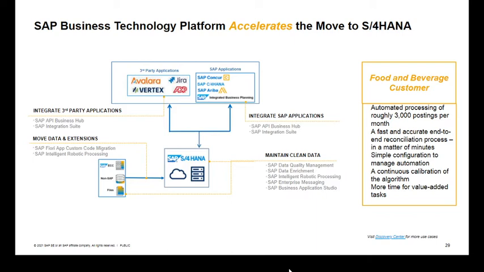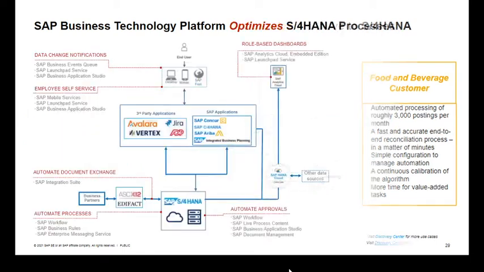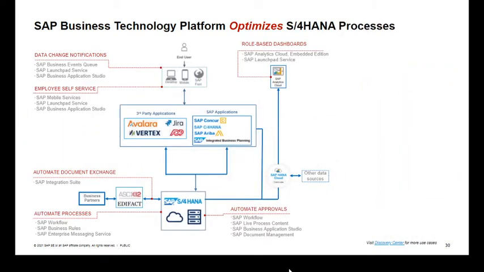There's also the capability to optimize S4HANA processes by, for example, leveraging integrated capabilities such as change notifications, also employee self-services that come with the system. Document exchange can be automated through the integration suite, where you're working with different systems. You have to pass information back and forth, workflow capabilities, and so on. So this is all part of this game, let's say.